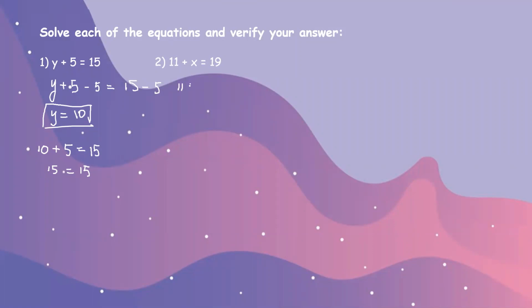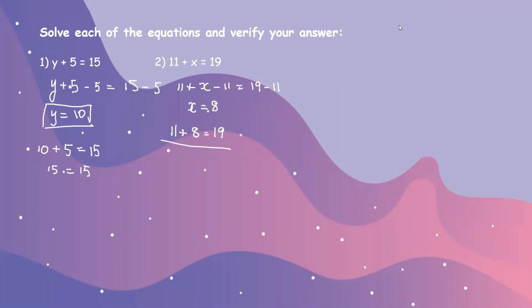Next, 11 plus x is equal to 19. So I'm going to write 11 plus x minus 11 is equal to 19 minus 11. Since you all know it is a 0 when you have a plus and a minus, I'm going to write x as it is, equal to 19 minus 11. That is 19 minus 11 is 8, right? Yes. So I'm going to write x is equal to 8. 11 plus 8 here is equal to 19. So hence it is verified.